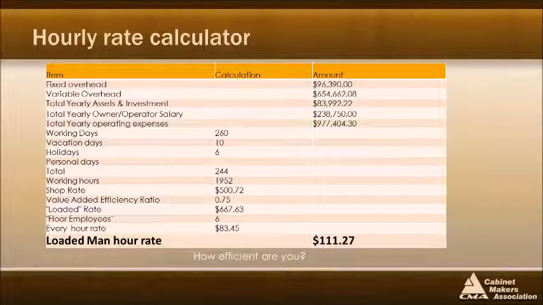So a lot of you, when you run these numbers, may see a number on here that's just astronomical, $150, $175, $200 an hour. There's a couple reasons that could be. Either you're a small operation, a 1-man or 2-man operation, and you have a much larger shop that's set up with the ability to have a lot more people running out of it to produce a lot more. So basically, you just don't have enough sales to justify and spread those costs out.